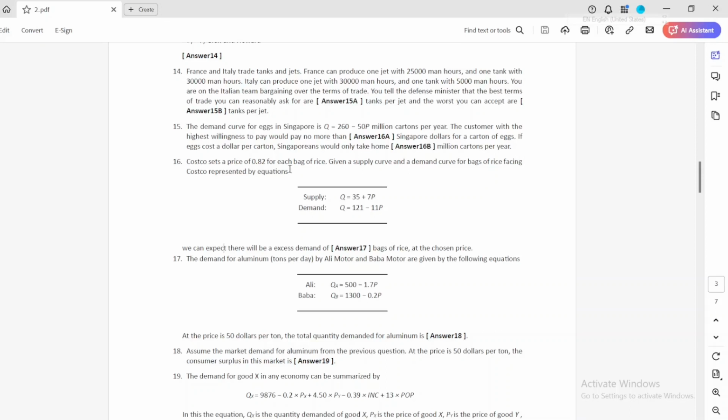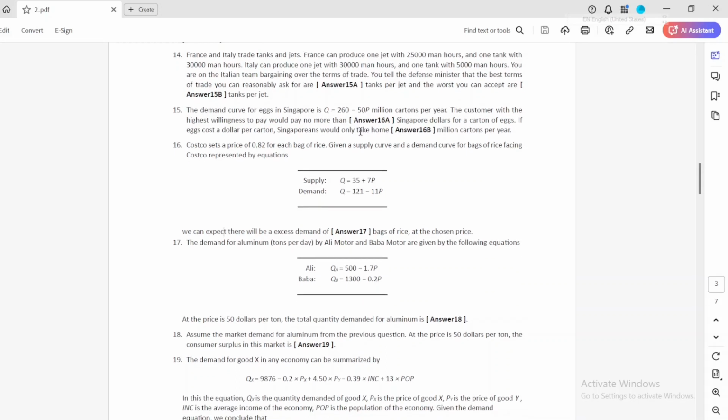Now for the second answer, it says egg cost $1 per cartoon. So when you put P equals to 1, you'll get the value for Q, that is 210. Okay, so this is the answer for this question. Let's move on to the next question.